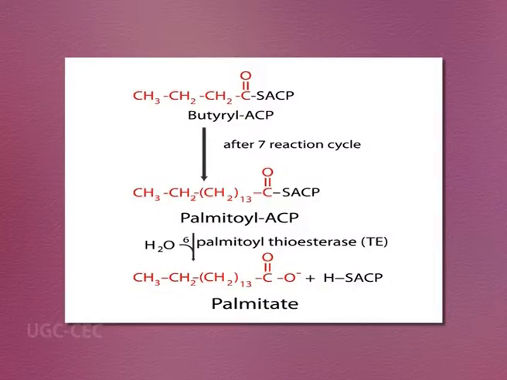7 cycles of this condensation and reduction produce the 16-carbon saturated palmitoyl group, which is still bound to the ACP. Chain elongation by the synthase complex, that is the fatty acid synthase complex, generally stops at this point, and free palmitate is released from the ACP by hydrolytic activity in this complex.